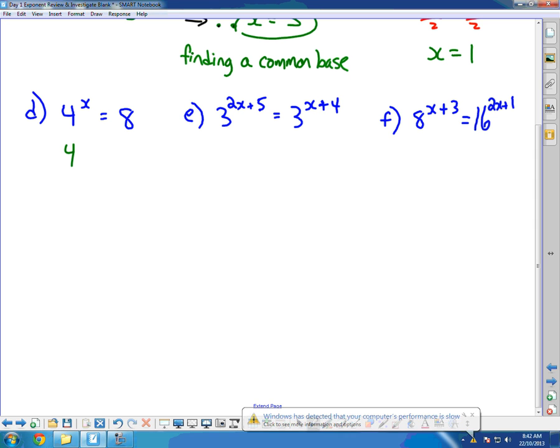Don't even do it. Is that true? No, that's the most common mistake we see, because is 4 squared 8? 4 squared is 16, right? So that doesn't work.